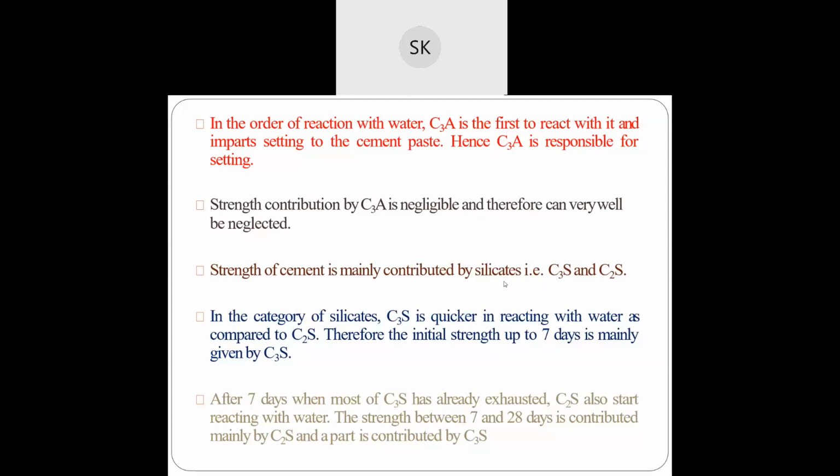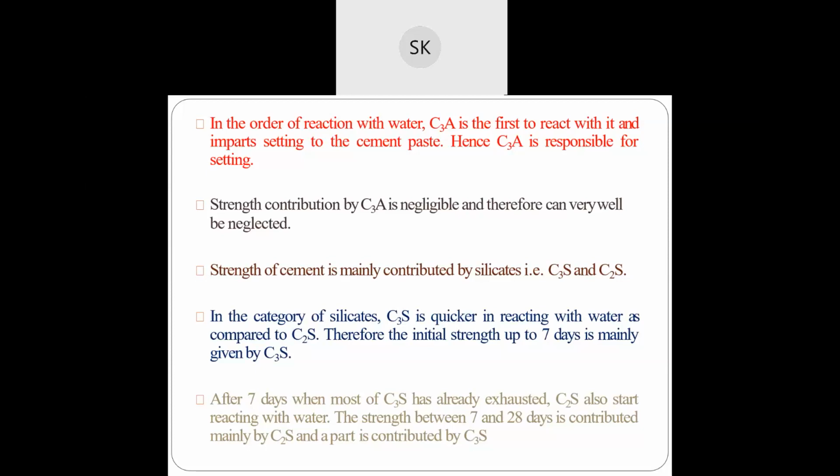Now in the category of silicates, C3S is quicker in reacting with water as compared to C2S. Therefore, the initial strength up to 7 days is mainly given by C3S. When you analyze the cube strength at 7, 14 and 28 days by casting 3 cubes, the initial strength for 7 days is due to C3S.